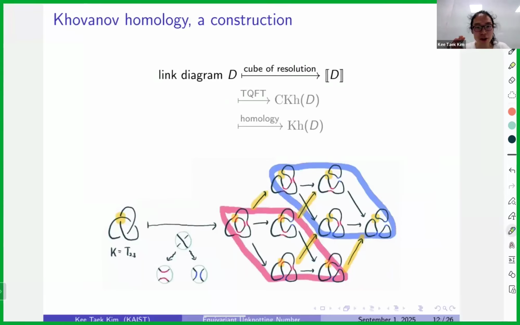Again, I'm not going into details, but I want to remark that if we concentrate on one specific crossing like here, then this cube of resolution can be considered as two parts, this and this. The red part is where this crossing is smoothed in this way, and this blue part is this way. So the whole complex is a combination of each complex, and there are arrows from this red part to this blue part.